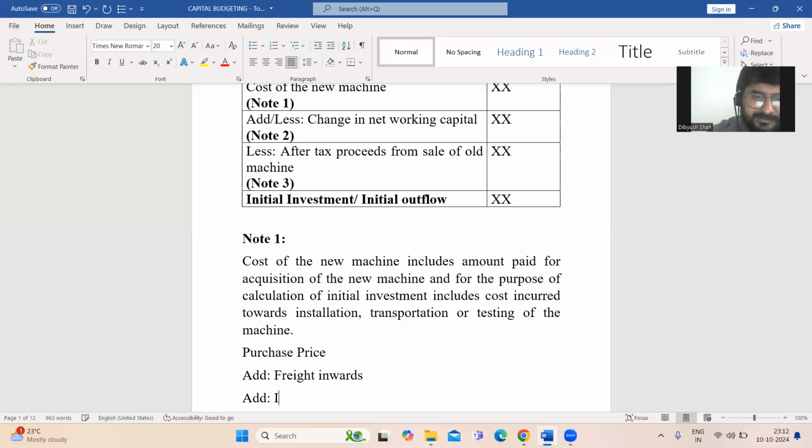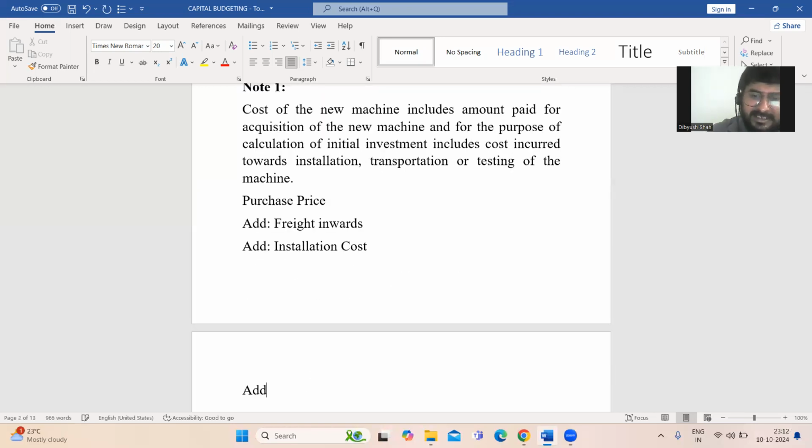installation cost. Of course, it's a machine. It might require certain installation costs so that it can be put to productive use. Any amount paid for that is also part of this only. And last, if you are testing, so you want to run some trial runs, you want to incur some testing costs to see whether the machine is running perfectly or not. This is all part of cost of machine only.